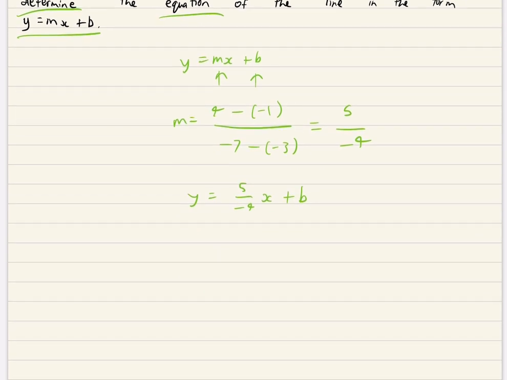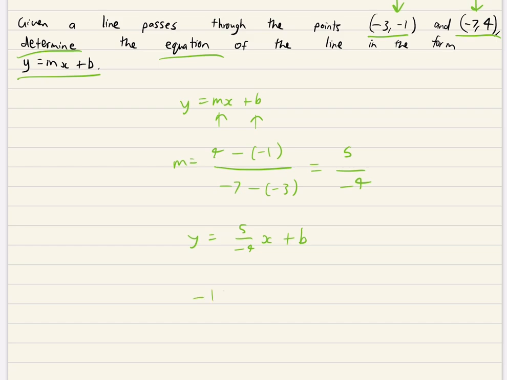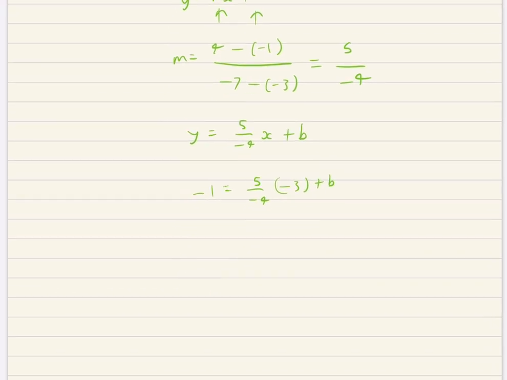So if we do that, we're going to get negative 1 is equal to 5 over negative 4 times negative 3 plus b, right? I'm using the first coordinate there. And then if we solve that, we're going to get negative 1 is equal to negative 15 over negative 4 plus b. So b is simply equal to negative 1 minus 15 over 4, because this will become positive 15 over 4. We take it to the other side. We then have to minus 15 over 4 from both sides. Okay, so that's what b is equal to.